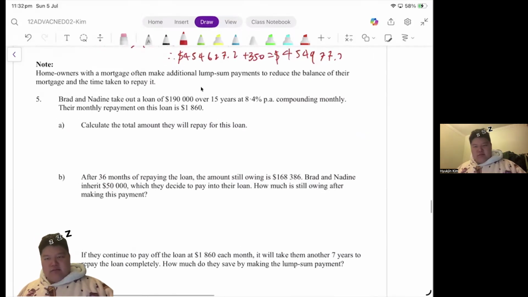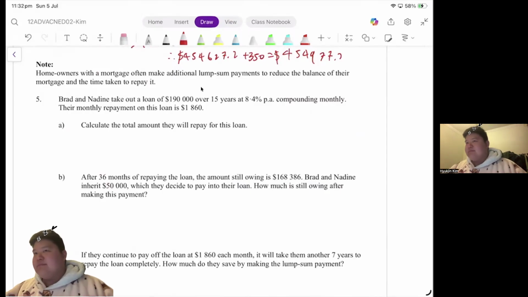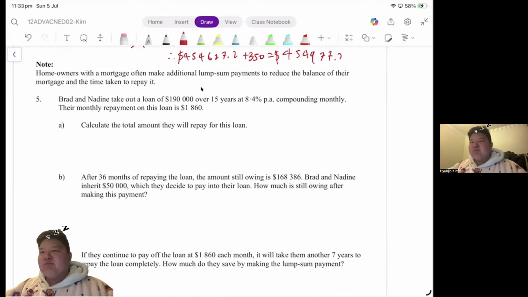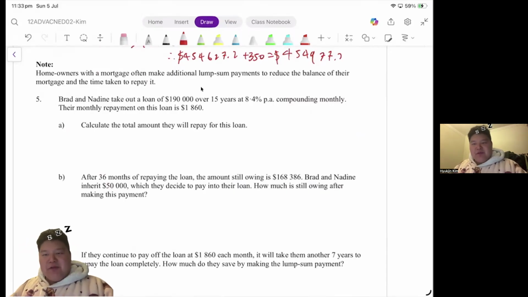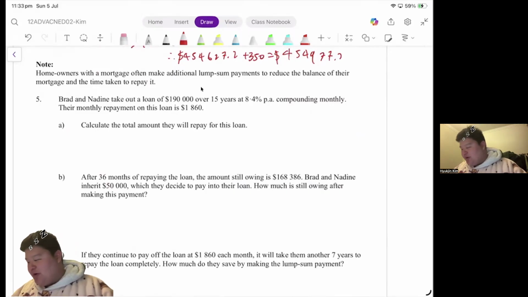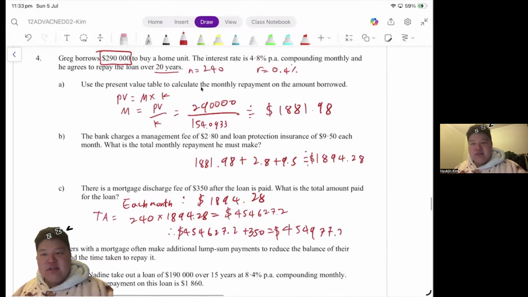Now, we're going to take this slow. I'm just going to do these questions together. Homeowners with a mortgage often make additional lump sum payments just because we want to make sure the compound interest doesn't actually kill us and make sure we are not paying an additional $200,000 during the lifetime of the loan.